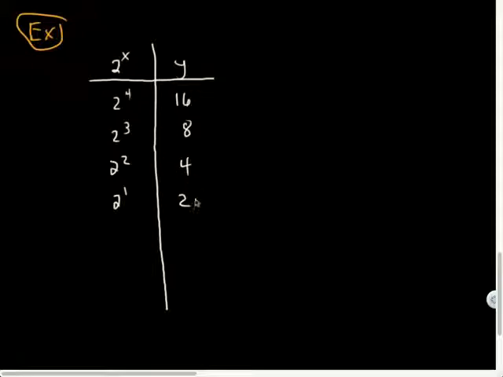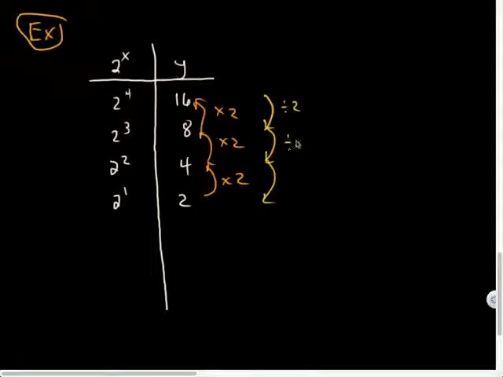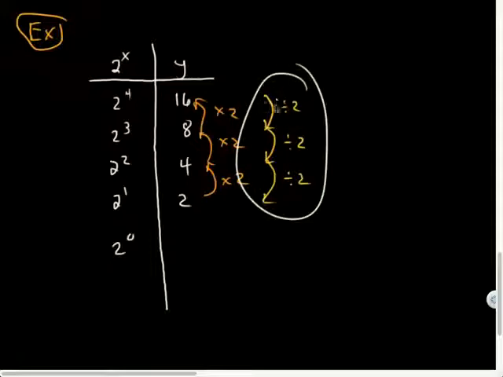Now, question, what's the relationship between some of these? What's going on from here to here and here to here? Doubling, right? Or, contrary, what's the relationship going from there to there, to there to there? Dividing by 2, right? Okay, makes sense. So if I asked you what is 2 to the 0th power, according to this pattern, 2 divided by 2 is 1, right?